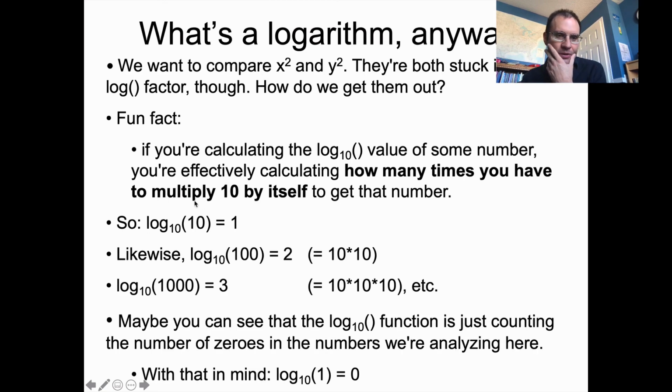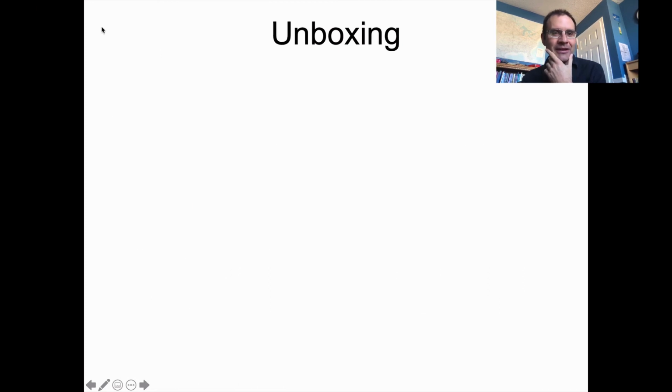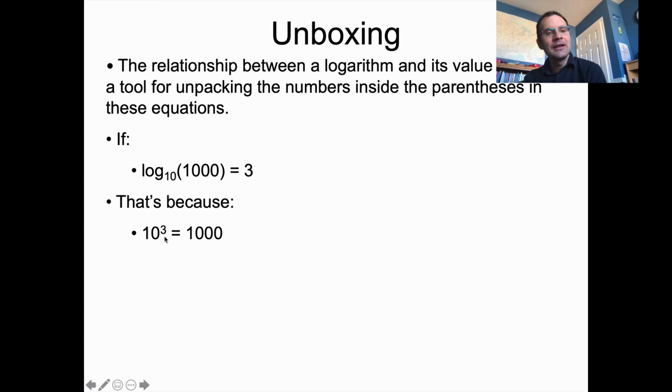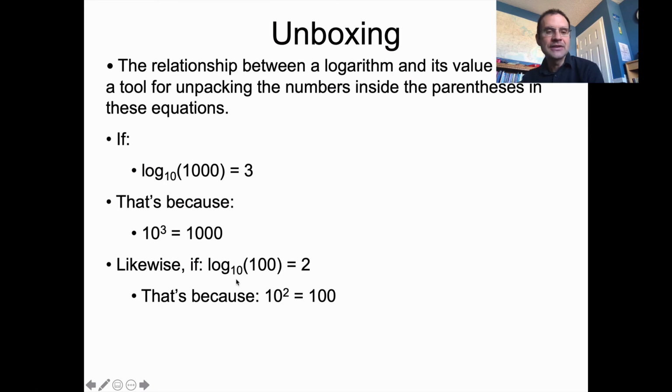The multiplication part of that is what winds up being crucial here. We're multiplying, not doing something like addition or subtraction. This relationship between a logarithm and its value gives us a tool for unpacking the numbers inside the parentheses in these equations. So if we have log base 10 of 1,000 equals 3, remember 10 times itself 3 times equals 1,000, then we can just convert it to this sort of relationship. So 10 to the third power, 10 multiplied by itself 3 times, equals 1,000, right? Or we can do that for our 100 case. If log base 10 of 100 equals 2, that's because 10 to the second power equals 100.